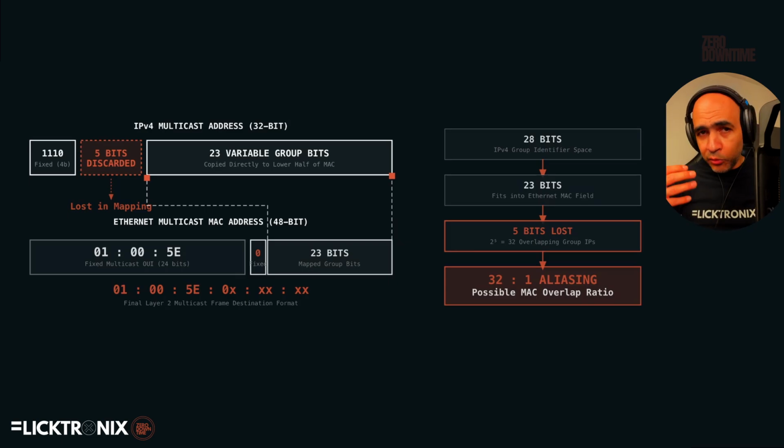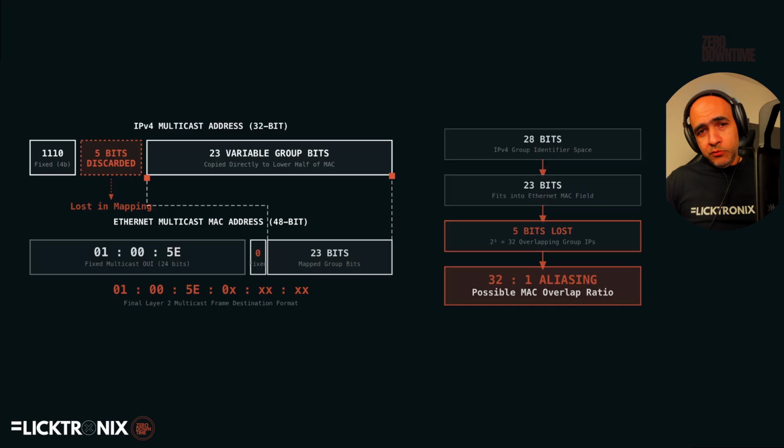Remember, we had 4 fixed bits. So IPv4 provides 28 variable multicast bits. Ethernet's multicast has 25 fixed bits, the 01005E. Mapping this to IPv4 gives us only 23 bits. You can map and convert v4 to MAC by taking the low order 23 bits of the v4 multicast address and appending them into the low order 23 bits of 01005E and so on.